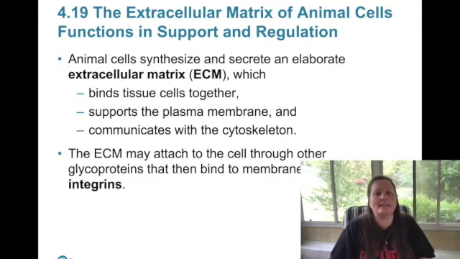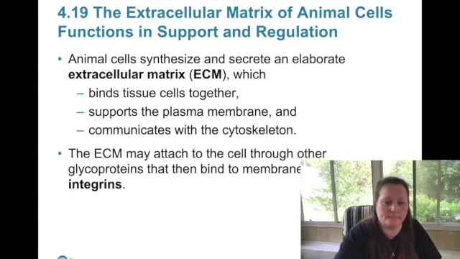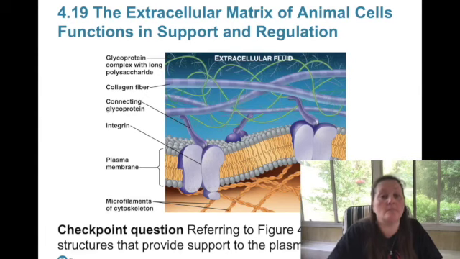Animal cells synthesize and secrete an elaborate extracellular matrix, ECM, and this is what binds the tissue cells together, supports the plasma membrane, and communicates with the cytoskeleton. The ECM might also attach to the cell through other glycoproteins and then bind to membrane proteins called integrins. Here's a picture trying to show you. You see the extracellular fluid, and it's trying to show you how it all blends together.